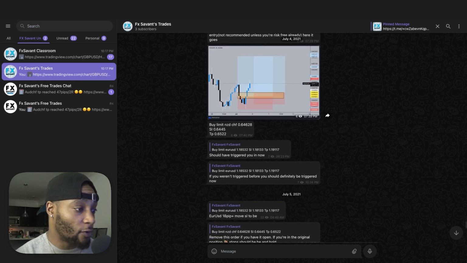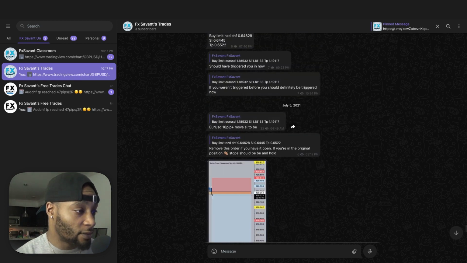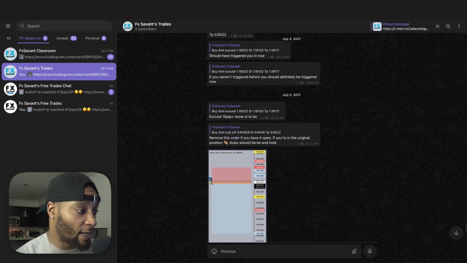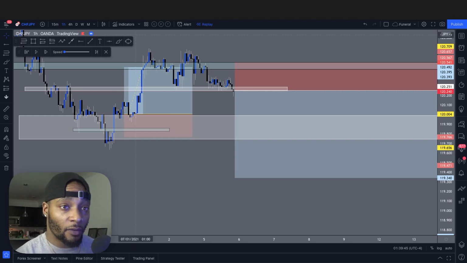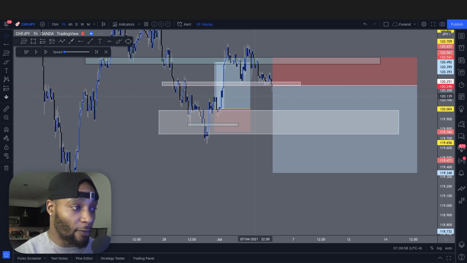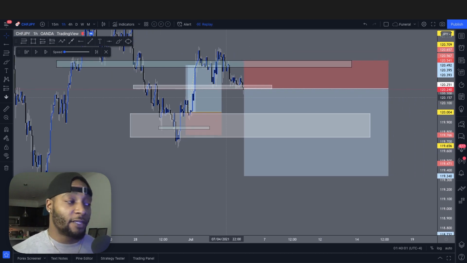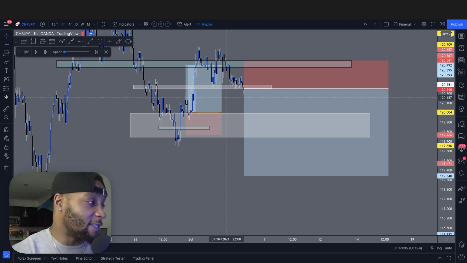NZD-CHF, looking for a re-entry. Euro-USD stops at break even. I think it came back down. Okay, CHF-JPY, 120.25, 125.4. So now that we've dropped down to the hour time frame, we see that we're just going straight through them. This is how we roll. That's how we go and take profits, hit left and right.